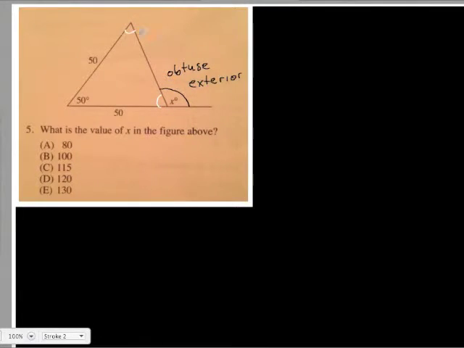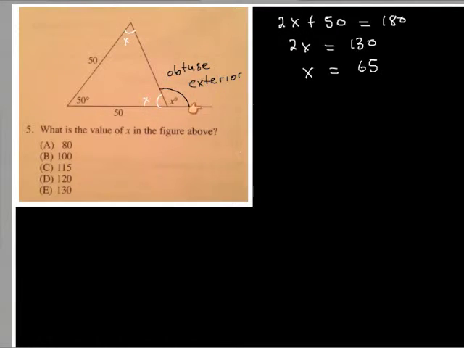If the sum of the interior angles add up to 180, let's say if this is x and this is x, you know that 2x plus 50 must add up to 180. 2x must add up to 130, and you know that x is equal to 65 degrees.